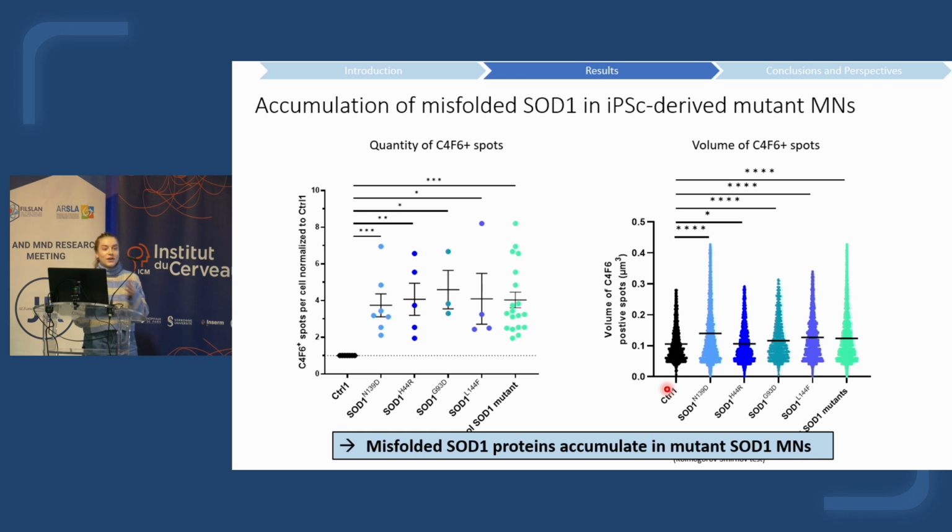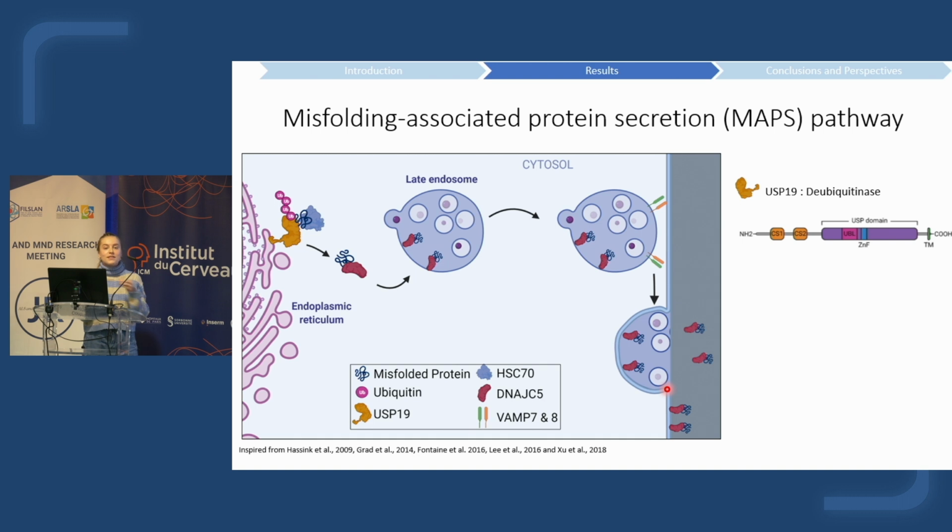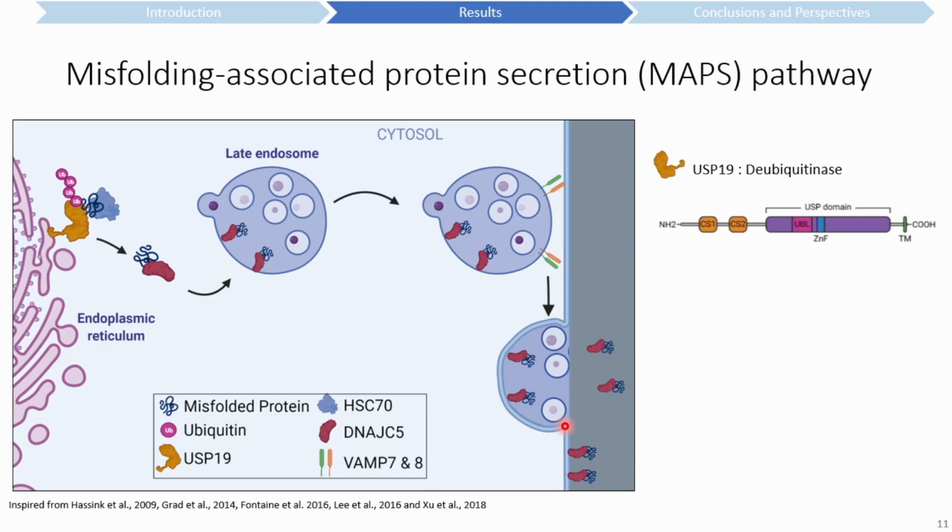So now that we know that we have those inclusions, we wanted to know whether they can be secreted. So we focused on different pathways, but I'm going to present here just a very interesting one that was already presented here yesterday by Philippe Gosset. It's the MAPS pathway, which stands for misfolding-associated protein secretion pathway. It's a pathway that is specific for misfolded protein secretion.